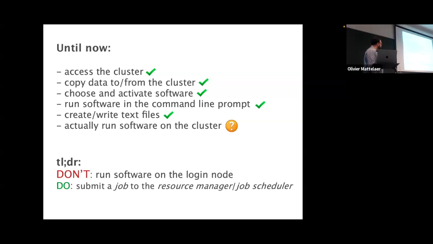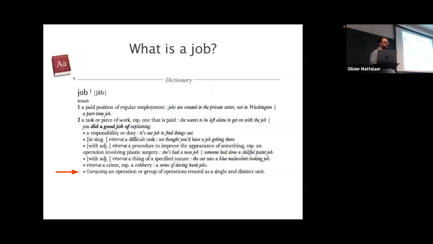The short answer is that you don't run software on the login node. You submit a job to a piece of software called the resource manager or a job scheduler. So here I've been talking about two things: jobs and resource manager, job scheduler. What is a job in the context of computing? It's an operation or group of operations treated as a single unit. So actually you get to decide what a job is. It will most of the time be some program that generates data or some program that consumes data and produces results. But you decide what you put in your job.